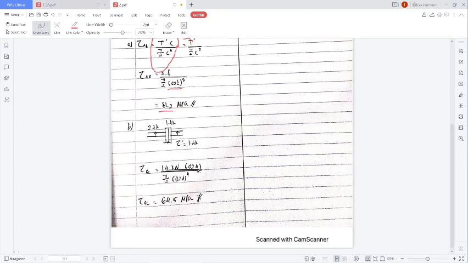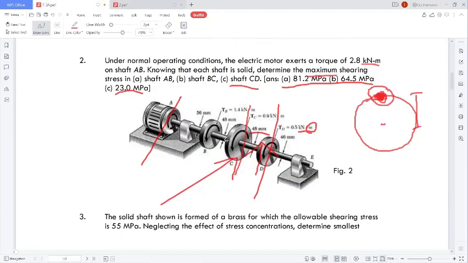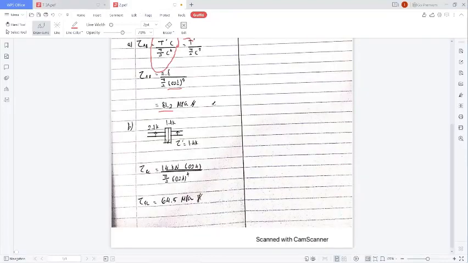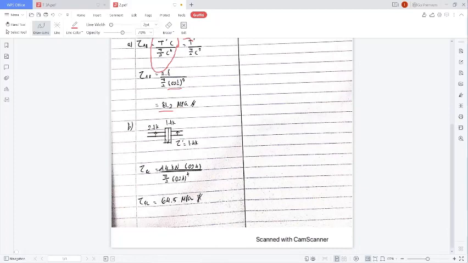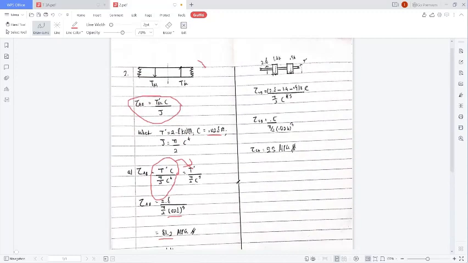You multiply it by the value of C. Since it's not sharing the same radius, you need to divide 48 by 2. So you need to convert it into meter. Thus you will get 0.024 meter. We divide it by pi over 2 times the value of C to the power of 4. Thus you will get 64.5 megapascal. And again, the value of C in the downside is just the same as the upper side.